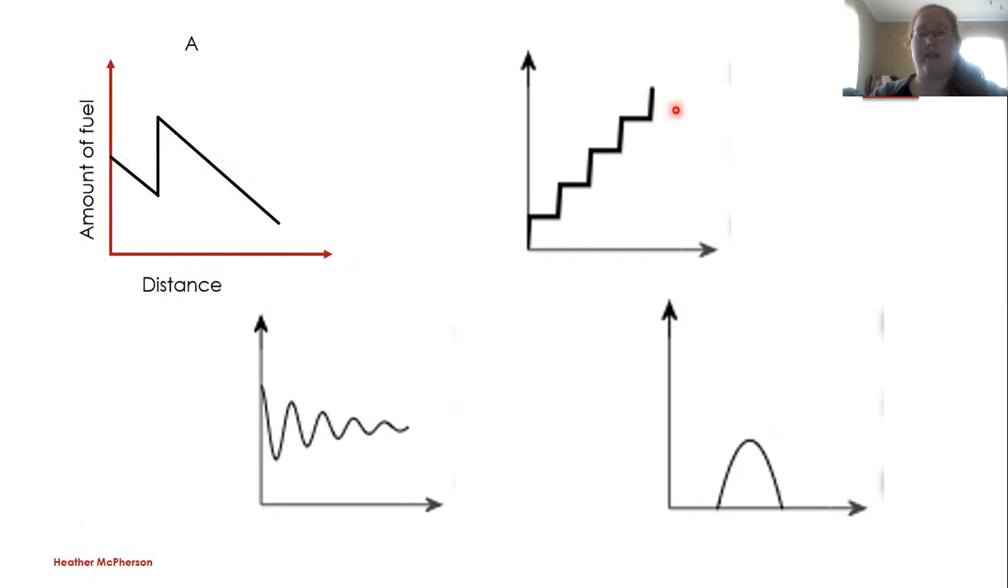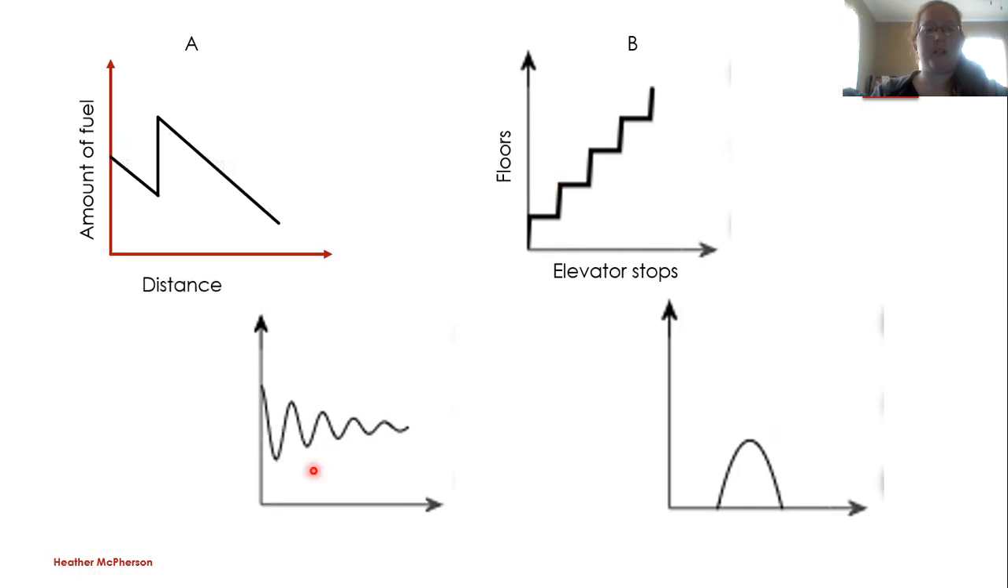Now take a look at this one to your right, and it's got a lot of stops. You have a lot of points on this graph. So for me, I would automatically know that's the elevator. So B is your floors versus your elevator stops.